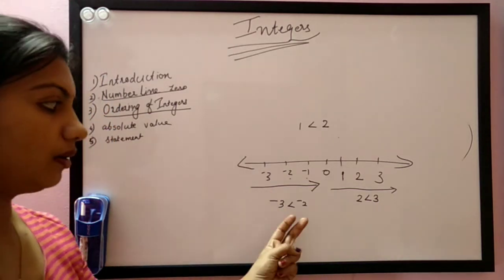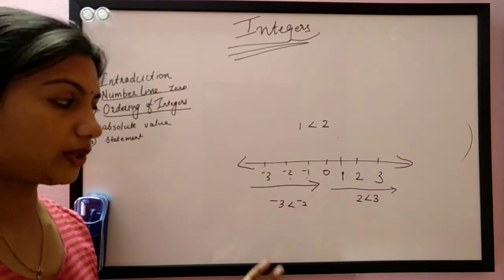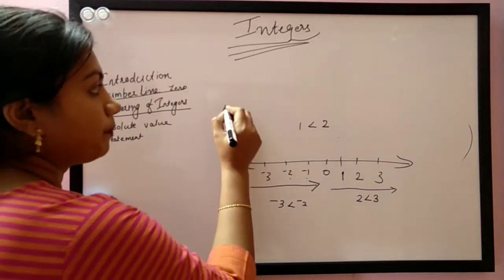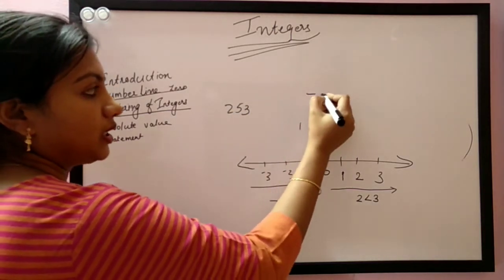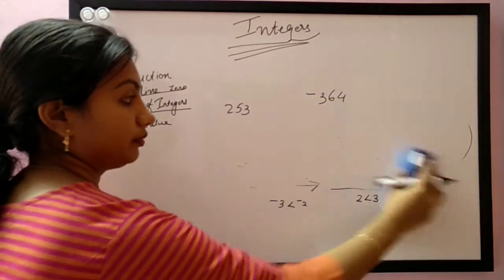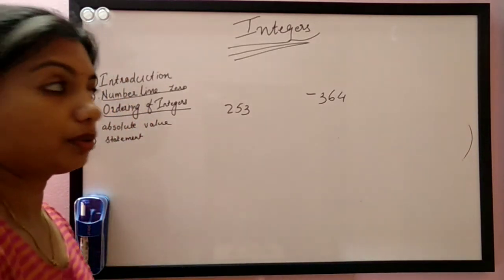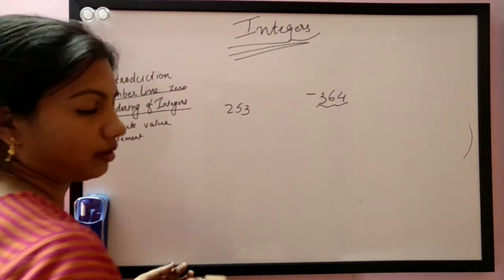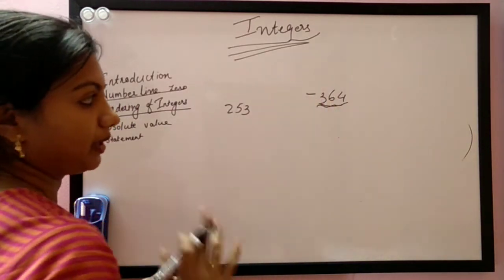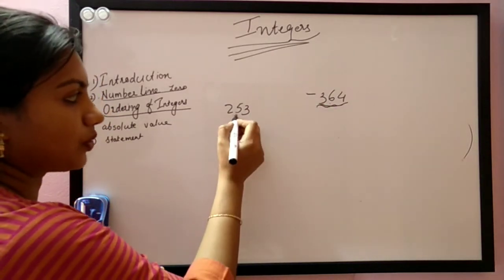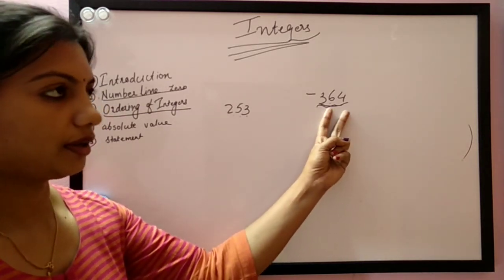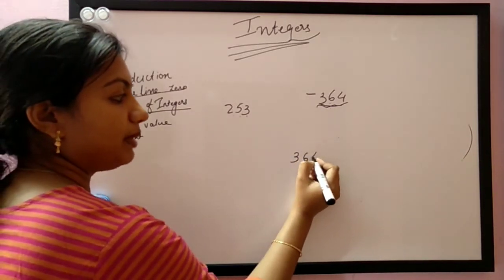If you're writing the greater than, less than or equal to symbol, just think about it. Now, when you talk about greater numbers like 253 or -364, you cannot draw a number line. So in that case, how do you know which is greater? Just look at the number. Don't think about the symbol now. This is 364, this is 253. When you look at the numbers, 364 is bigger.